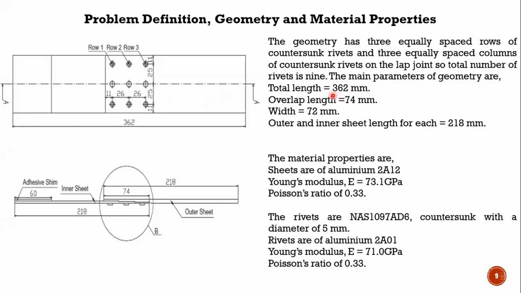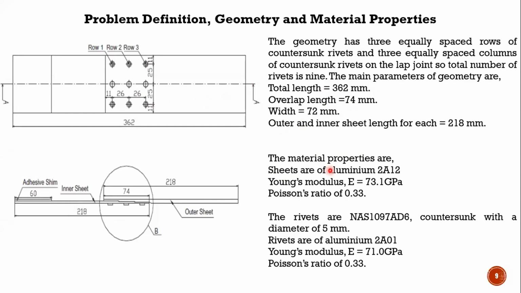This total length is some 362, then the overlap is 74, then we have 72 width, and this is like the outer sheet, and this is like an inner sheet, and the two overlap. They have an overlap of 74.